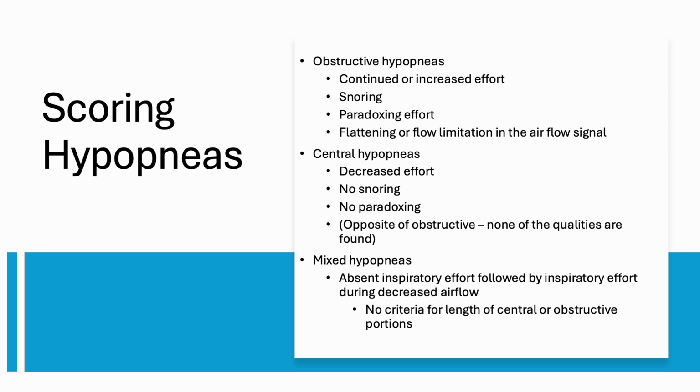The rules for scoring obstructive hypopneas include signs of obstruction: continued or increased effort, deflections in the snore microphone, paradoxing effort, or flattening of or flow limitation in the nasal pressure transducer. The manual says to score a central hypopnea if none of the evidence for obstruction that we just listed is there. So that would mean decreased effort, no snoring, no paradoxing. The breath should not have flattening or flow limitation at the peaks. The peaks should still be round, but the breath should just be smaller.